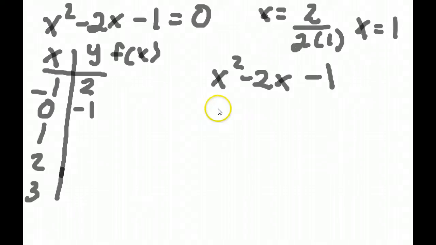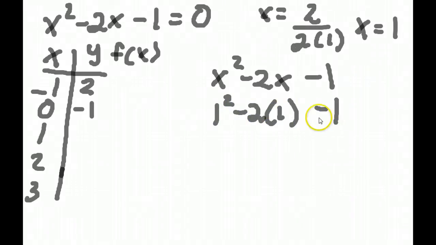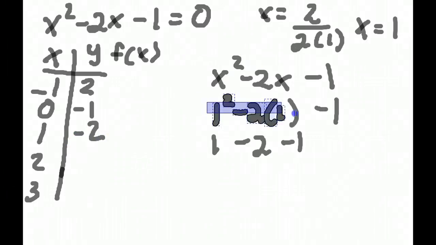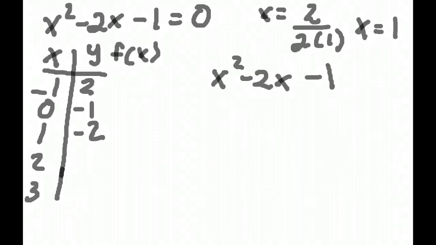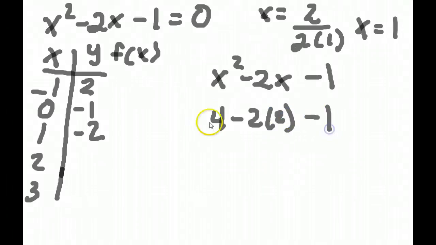Okay, so then let's put a 1 in. So you get 1 squared minus 2 times 1 minus 1. So you have 1 minus 2 minus 1. So you get minus 2. Very good. So now let's put in a 2. So you get 2 squared, so you get 4 minus 2 times 2 minus 1. So 4 minus 4 minus 1. Minus 1.